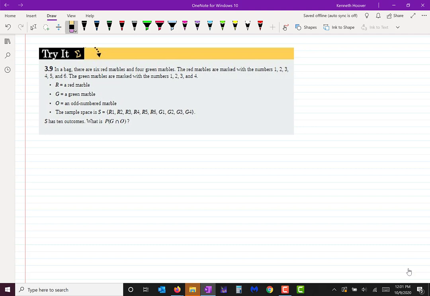They're asking us a question. What's the probability of the intersection of G and O? So what would that mean? That would mean drawing a green marble and also drawing an odd numbered marble. So in other words, that would mean drawing a green marble with an odd number. How many of those are there? There's two of them. Out of a total of how many marbles? 10. So that probability would equal 2 over 10, which is 1/5 or 0.2.